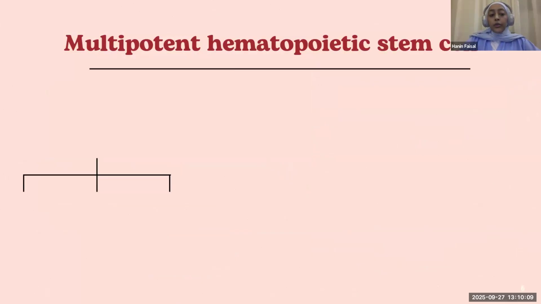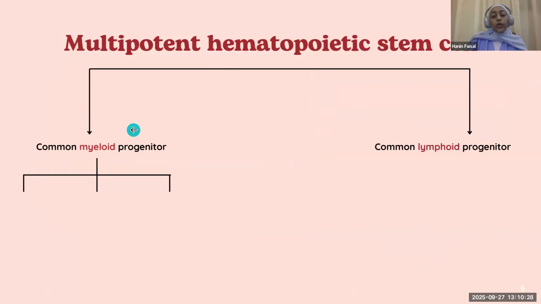Let's do this. We're going to start with the multipotent hematopoietic stem cell. Again, we said a stem cell is basically an undifferentiated cell that can differentiate and form many different cells. And we said multipotent, meaning that it's limited to only one specific system. So when you have a multipotent stem cell, it can divide into two things. It can either be a common myeloid progenitor or a common lymphoid progenitor.